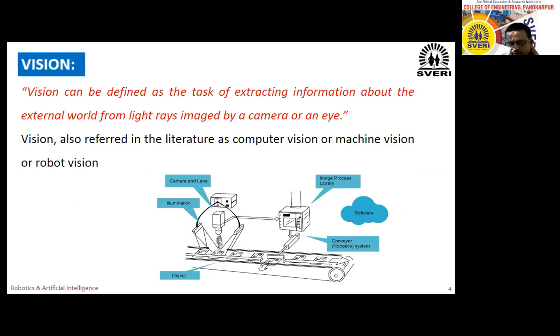Now, vision system for AI. This is the definition. Vision can be defined as the task of extracting information about the external world from light rays imaged by a camera or an eye. Vision is also referred to in the literature as computer vision, machine vision, or robot vision.